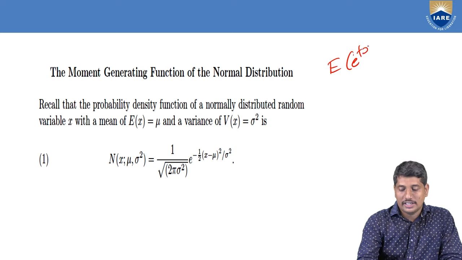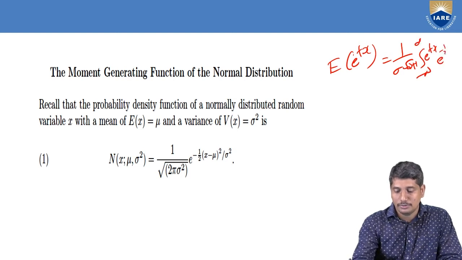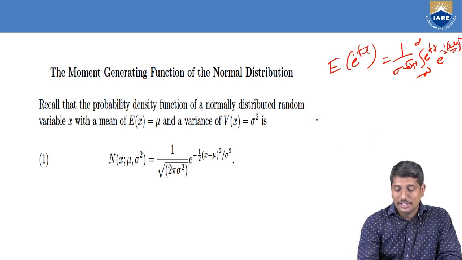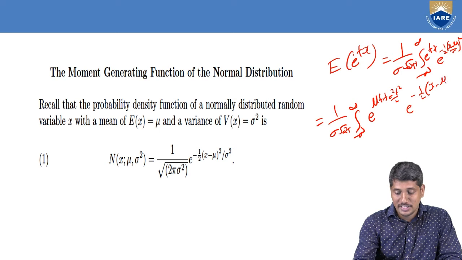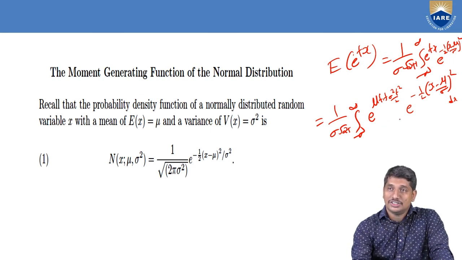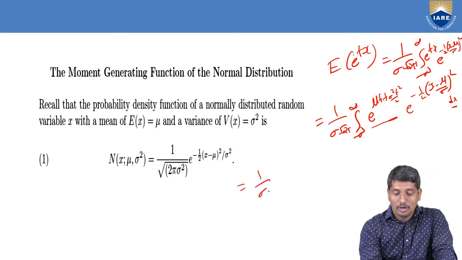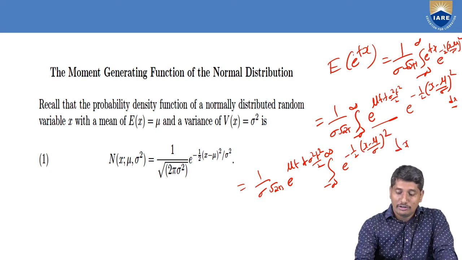When we calculate this 1 by sigma root 2 pi integral minus infinity to infinity e power tx e power minus 1 by 2 ((x minus mu) by sigma) whole square, we arrive at the step 1 by sigma root 2 pi integral minus infinity to infinity e power mu t plus sigma square t square by 2 into e power minus 1 by 2 ((x minus mu) by sigma) whole square dx. You can expand a minus b whole square, and by adding some deletions and additions, you will arrive at this step. Clearly here the variable is x and this is constant. You can write it outside, that is 1 by sigma root 2 pi e power mu t plus sigma square t square by 2 times the integral minus infinity to infinity e power minus 1 by 2 ((x minus mu) by sigma) whole square dx. Okay, so we have to calculate this integral.